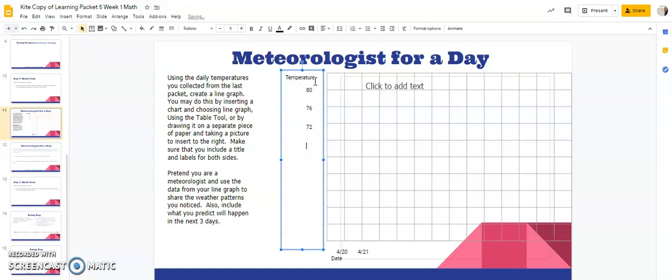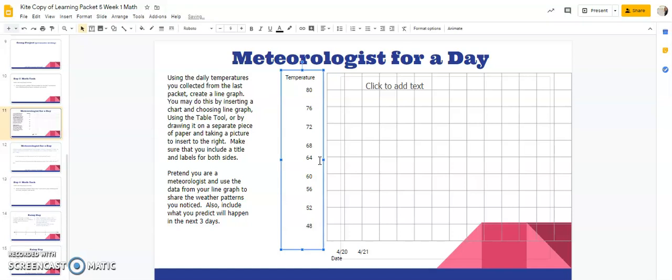And 72 minus 4 is going to be 68. 68 minus 4 is 64. All right, 64 minus 4 is 60. 60 minus 4 is 56. 56 minus 4 is 52. And 52 minus 4 is 48.